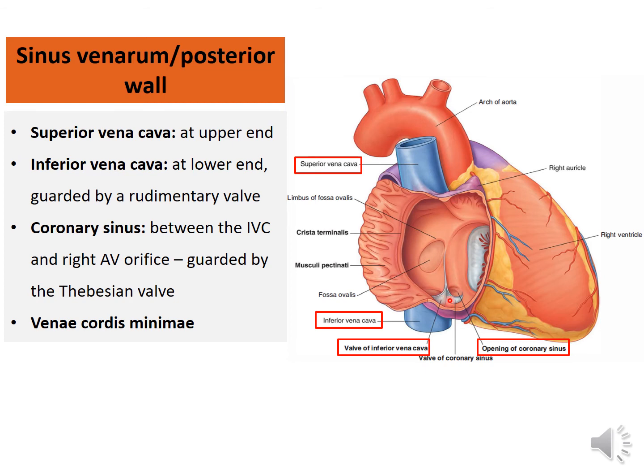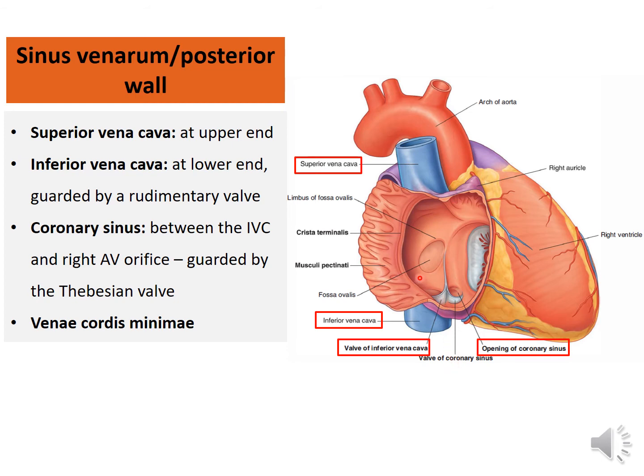And also you can see here the opening of the coronary sinus. It is located between the inferior vena cava opening and the right atrioventricular orifice. So between them you can see the opening of the coronary sinus. The coronary sinus opening is guarded by a valve, which is called the Thebesian valve.